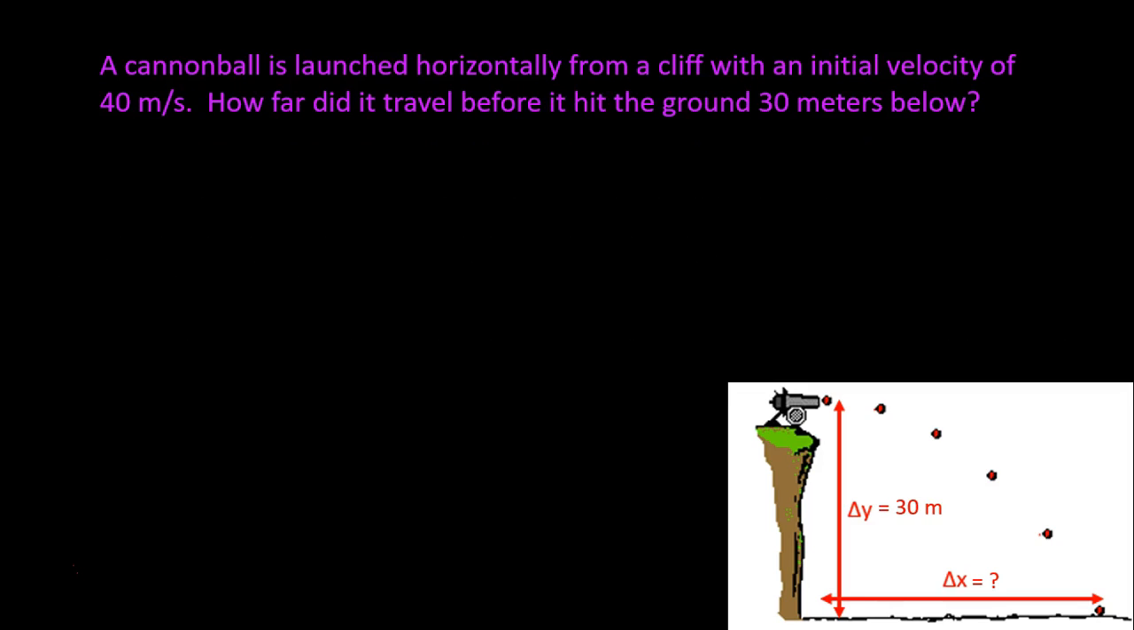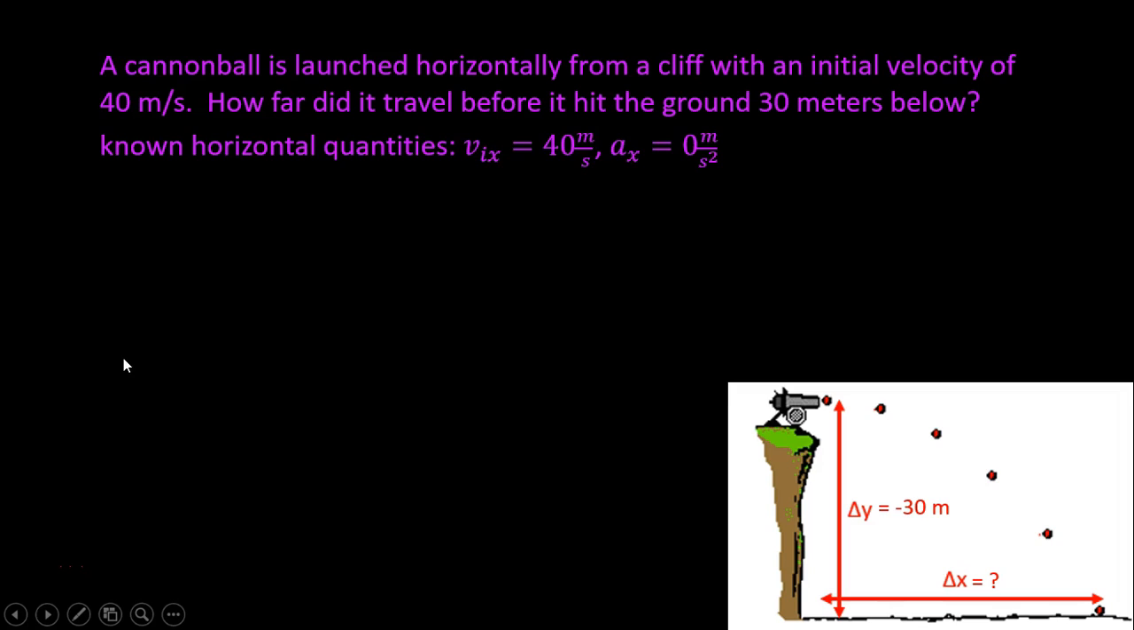Let's take a look at a problem. A cannonball is launched horizontally from a cliff with an initial velocity of 40 meters per second. How far did it travel before it hit the ground, which was 30 meters below? So our delta y is negative 30 meters, and we're asked to find our delta x. First, we're going to list our known horizontal quantities. We know that the horizontal velocity is equal to the initial velocity, so that's 40 meters per second. And we know acceleration in the horizontal dimension is 0.